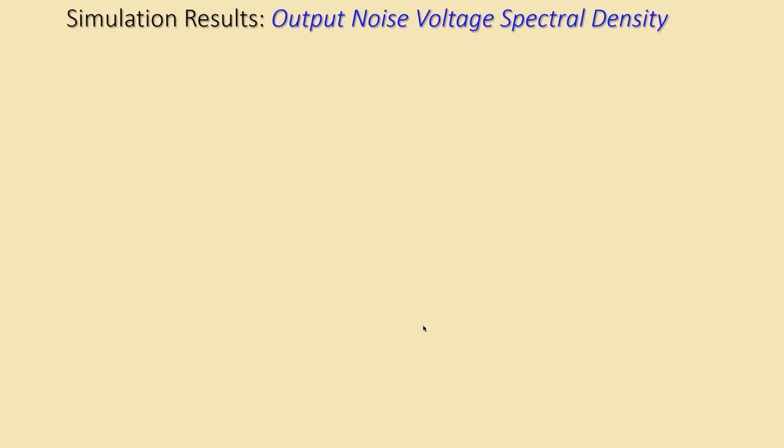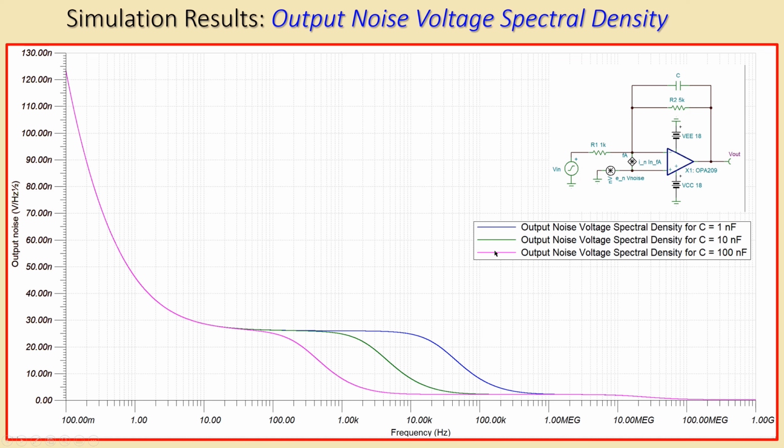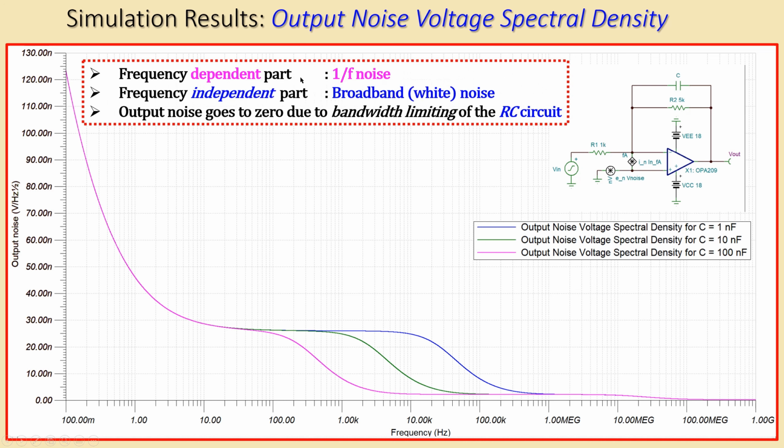Now we also look at the output noise voltage spectral density. That's for this one, the blue, the green, and the pink one. For each capacitor value, you can see it starts like a 1 over f noise region, has a broadband noise part, and it will then approach 0 again due to that filtering. That is what we have for the op-amp noise, or output noise spectral density. So again, the frequency dependent part is the 1 over f noise, the independent part is the broadband noise, and the output also goes to 0 due to the band limit of the RC circuit.